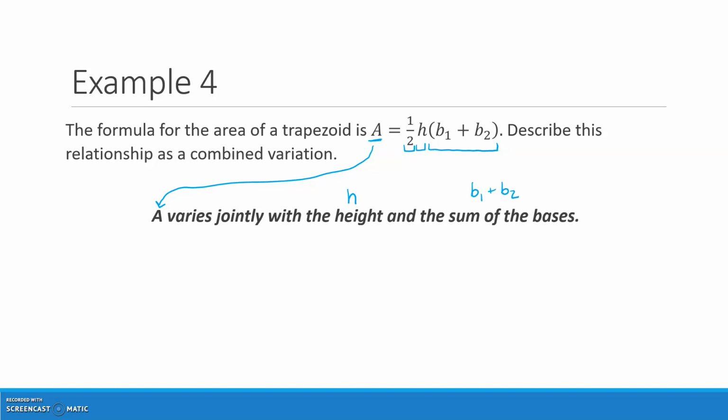I would take either of these answers. When we know what h and b1 and b2 represent, it's better to write height and sum of bases. But it's okay also to write A varies jointly with h and the sum b1 plus b2. That would also be acceptable.